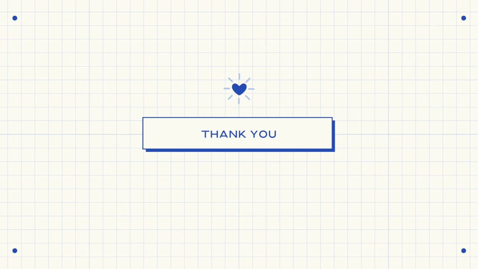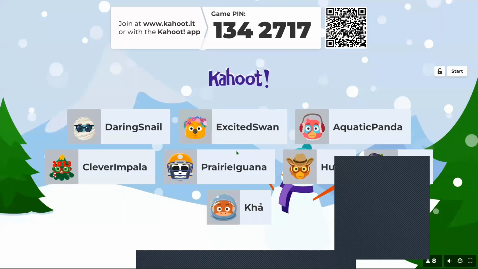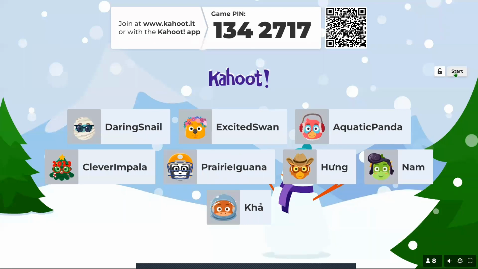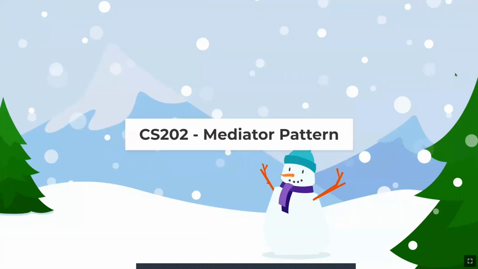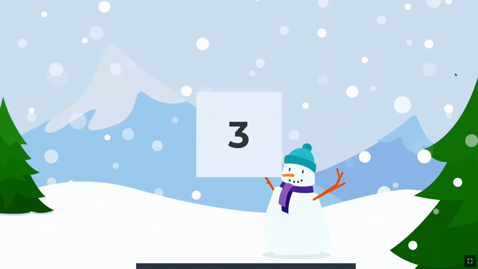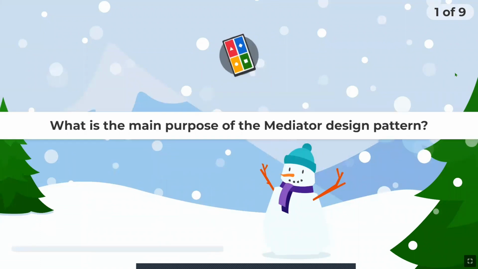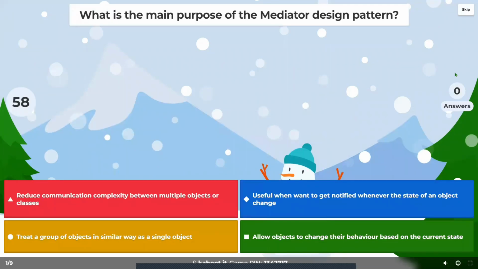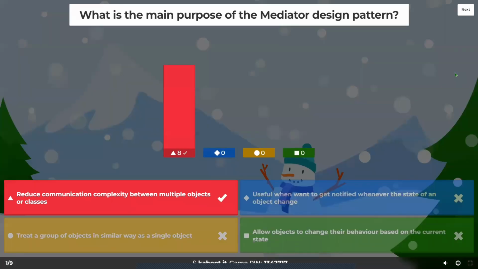Finally, we will move on to the quiz. Let's start the quiz. The first question is, what is the main purpose of the mediator design pattern? The answer is to reduce communication complexity between multiple objects or classes.